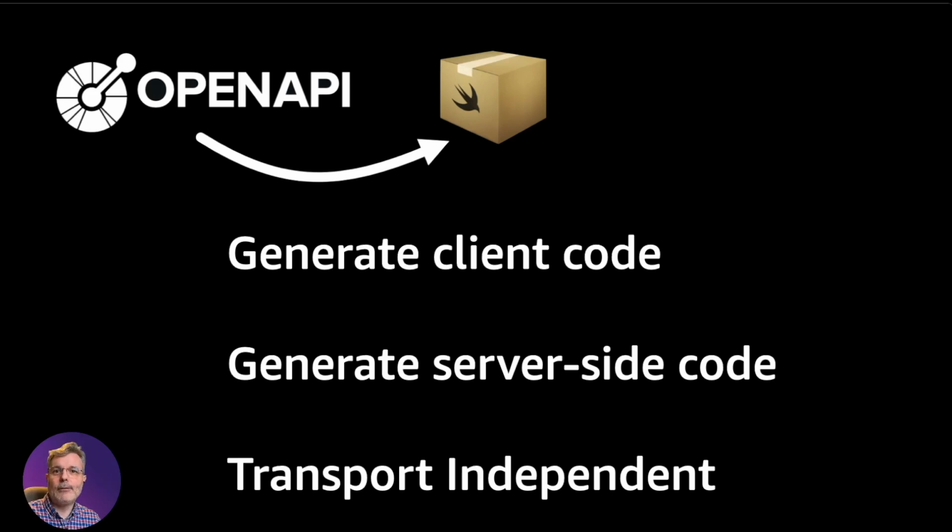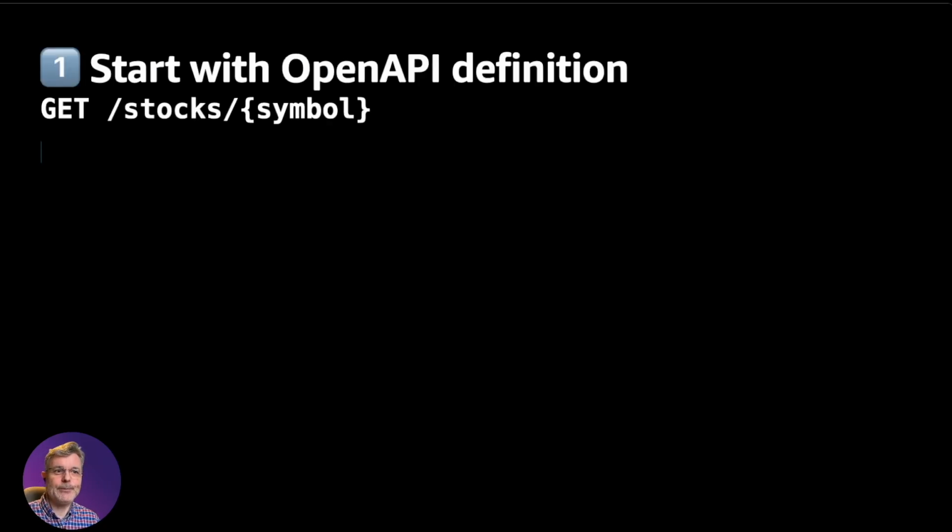And it's independent from the transport. So the server side or the client side that are generated don't know anything about how to expose the server or how to communicate from a client. The transport can be added as a second step. And in this demo, I'm going to use a Lambda transport, so we will expose that server-side OpenAPI Swift service as a Lambda function.